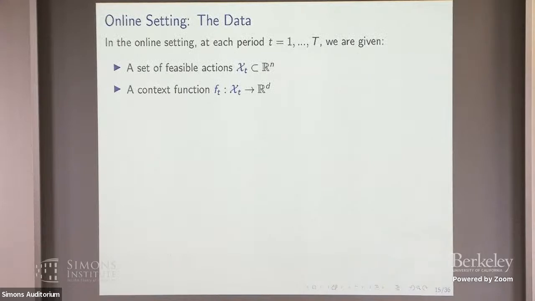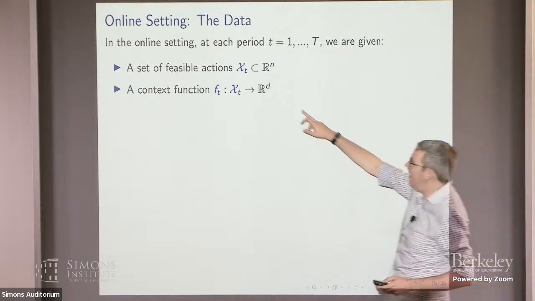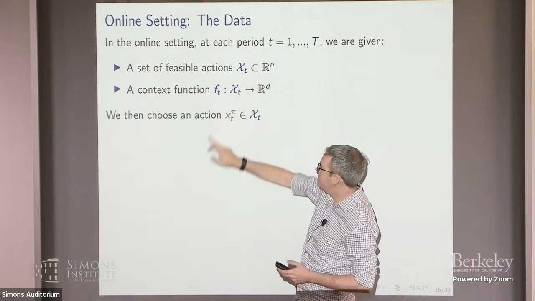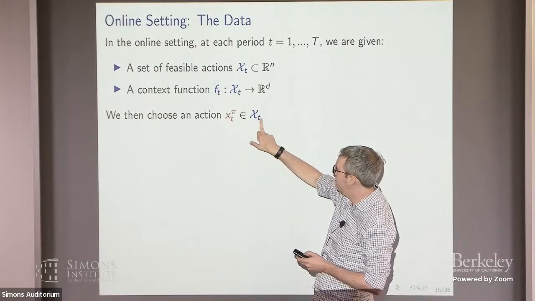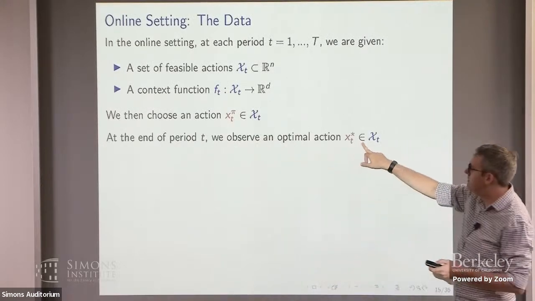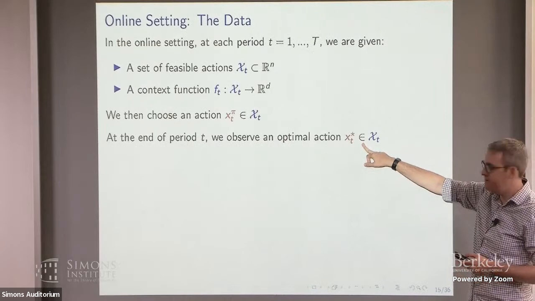Now I want to jump to the online problem, which I think is a more interesting and more challenging one. So in the online problem, I'm going to have T periods. Every period I'm given a feasible action set and a context function, and then I'm going to choose an action in this feasible set. And after the period, I observe what an optimal action would have been.